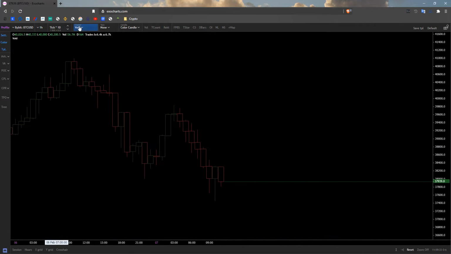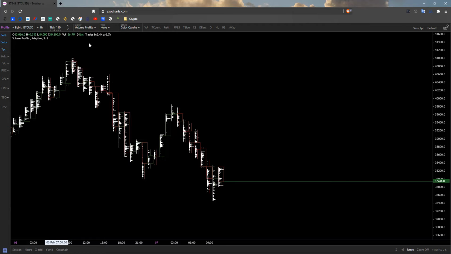Okay, so next to the tick we have the cluster. And so there's two different things here. Actually there's three, but two main ones. You have profiles and you have clusters. Profiles are going to look more like a profile of your face or whatever. They're going to show like a side view of what's going on.